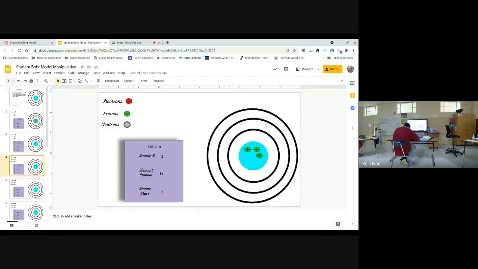So I've gotten 3 protons in here. I'm gonna take 7 minus 3, which is 4. I need 4 neutrons. So this time protons and neutrons are not equal. All right, back to my atomic number. I need electrons. Remember, the first ring holds 2. Well, there's only 3, so that means 1 is left, and it goes on the second ring. I don't need the third ring. So this is lithium.